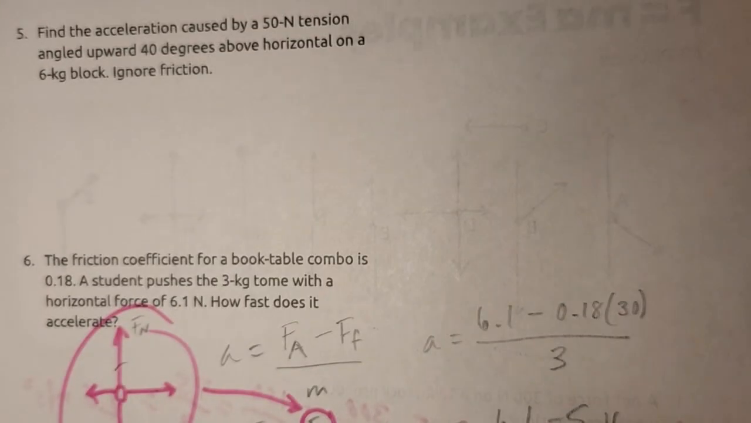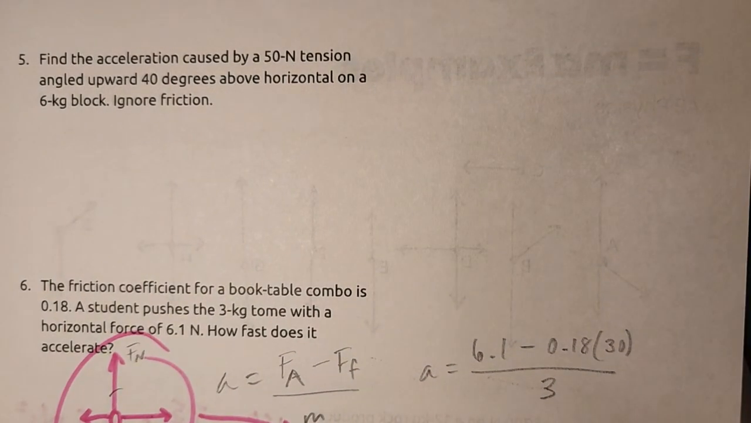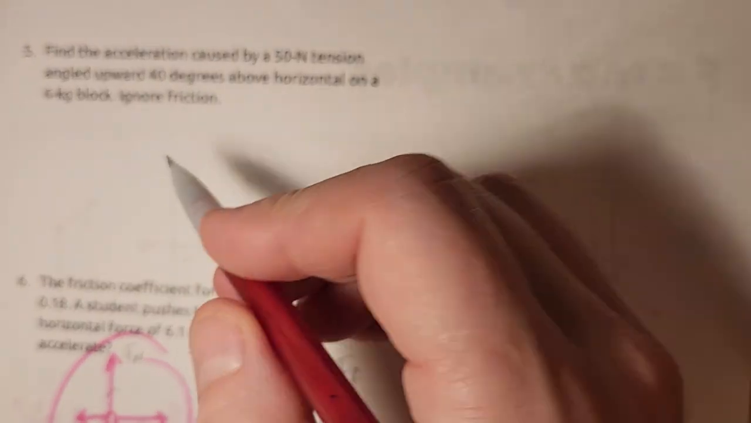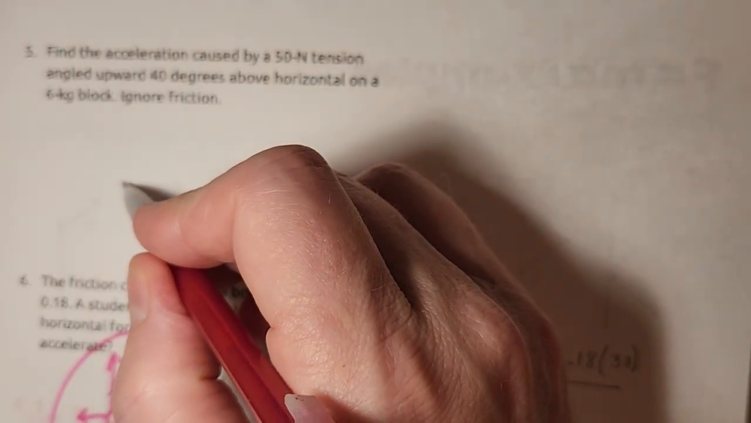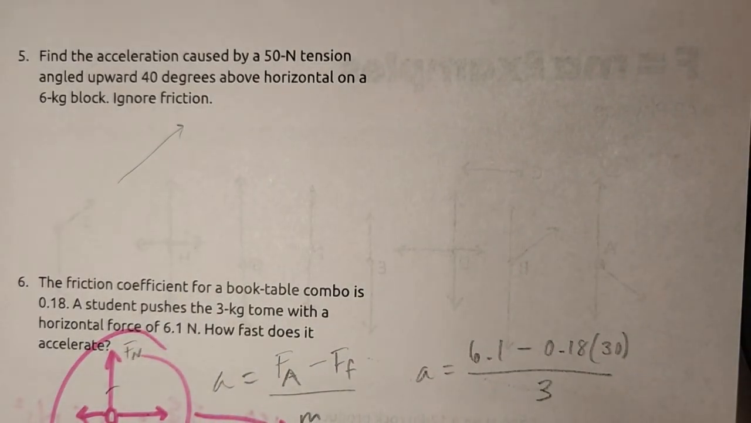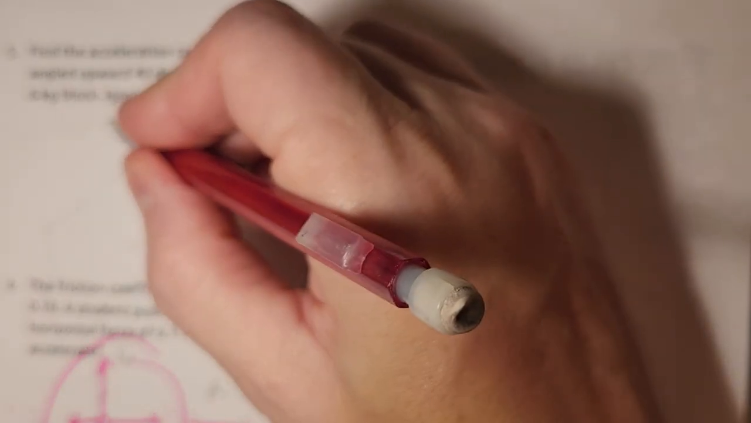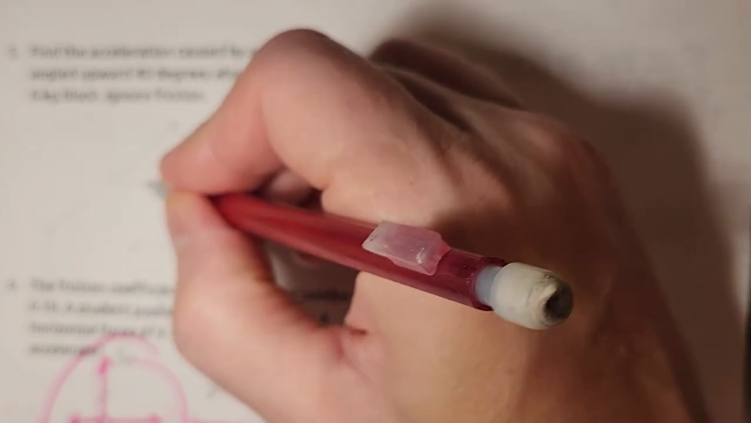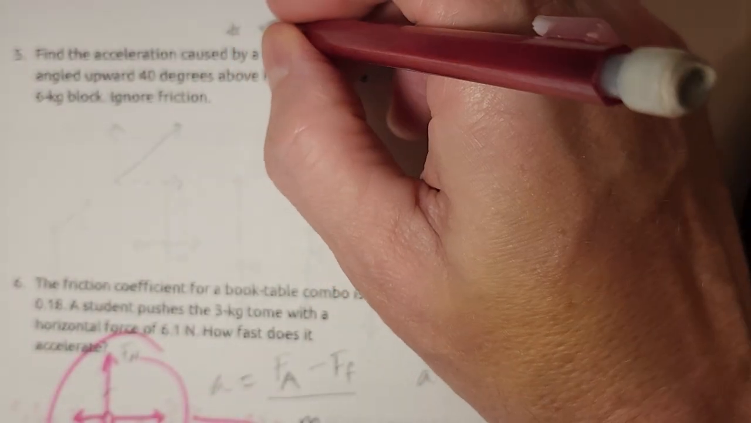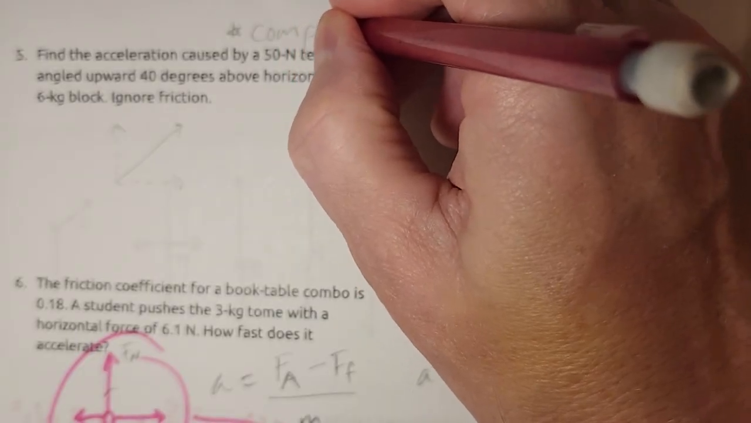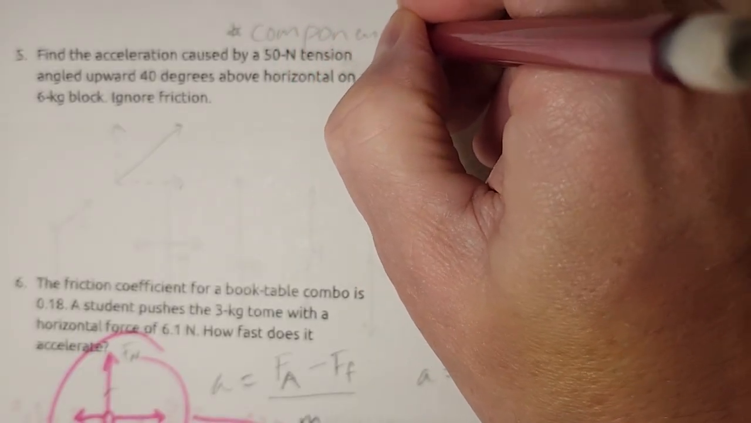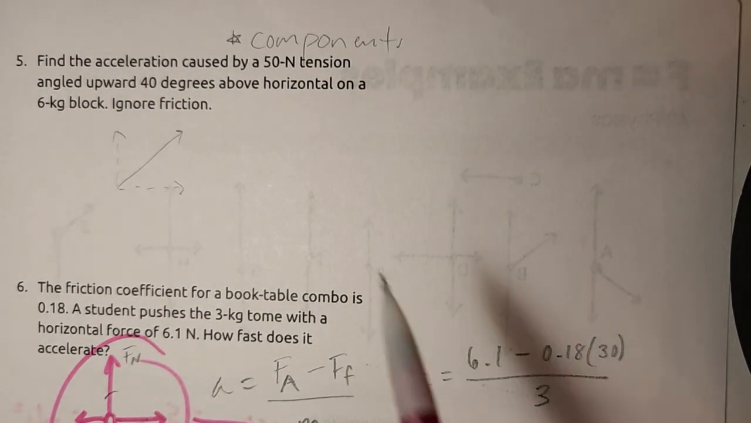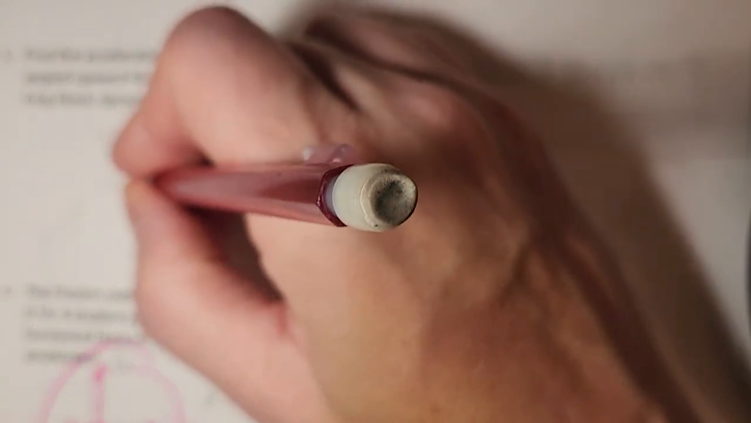Let's take a look at number 5. Find the acceleration caused by this angled force. Now, we are not told what's happening here. We're only told that we have this angled force, and I hope you can see this on my phone video. The real takeaway here is that when you see an angled force, I want you to immediately think about components, breaking that into those pieces of the vector.